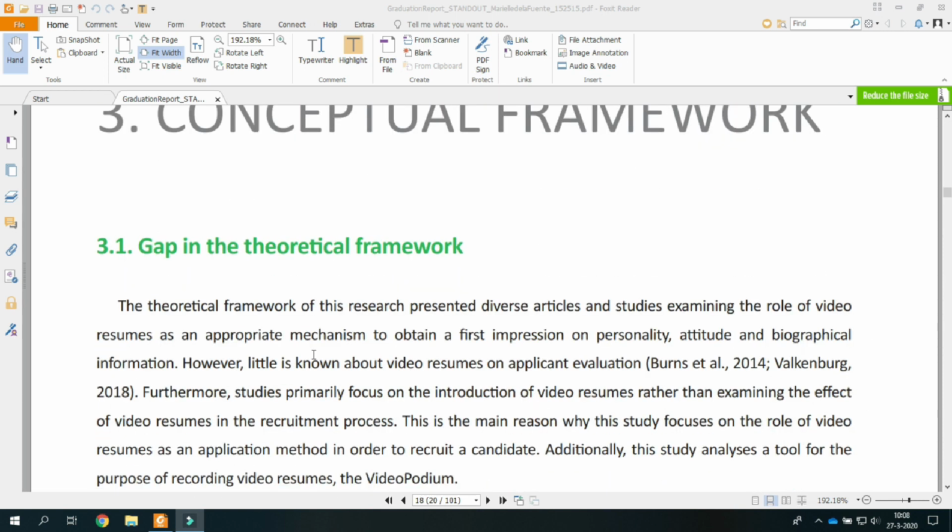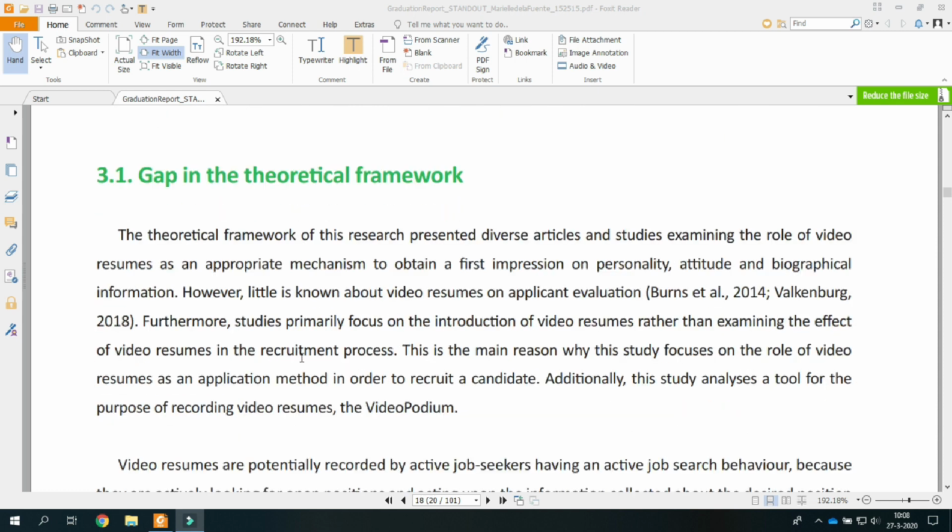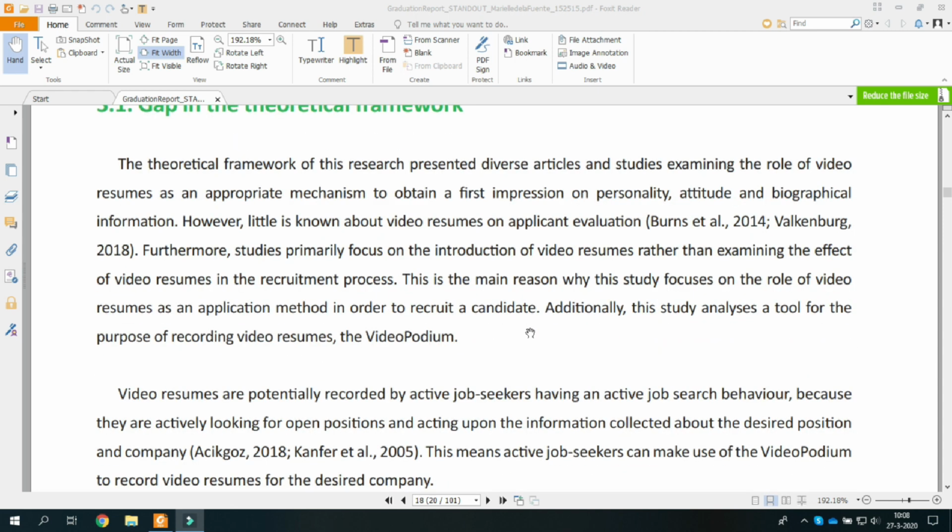Then she comes to the conceptual framework, so the gap in the theoretical framework. So actually she leads us to the problem here. However, little is known about video resumes on an applicant's evaluation. So that is what she wants to find out. This is the main reason why this study focuses on the role of video resumes as an application method in order to recruit a candidate. Additionally, the study analyzes a tool for the purpose of recording video resumes, the video podium.